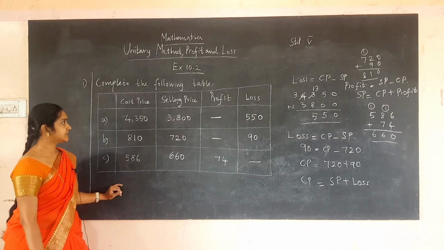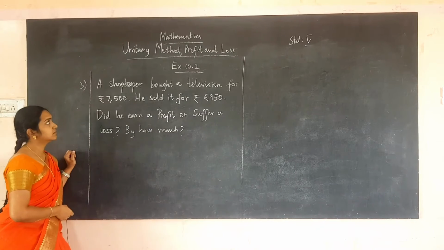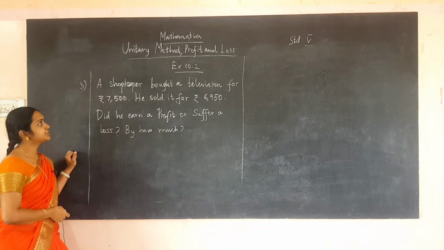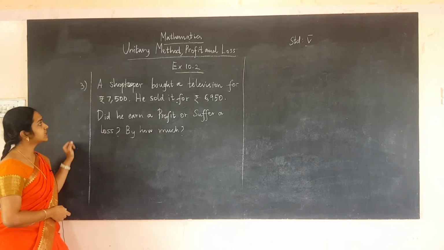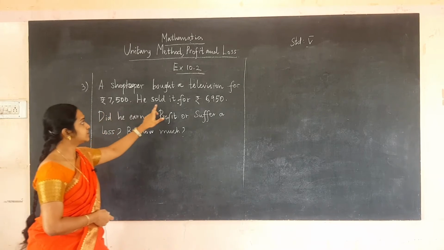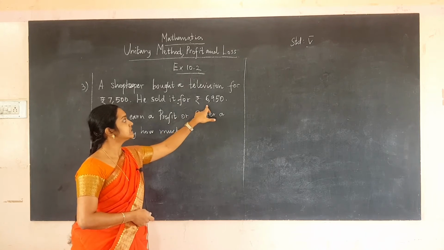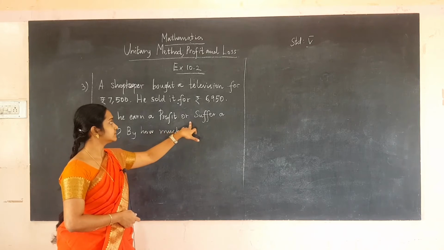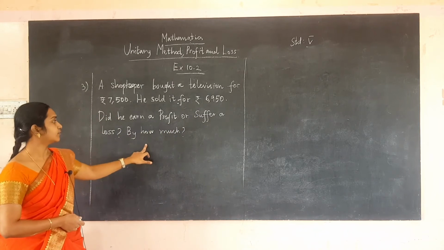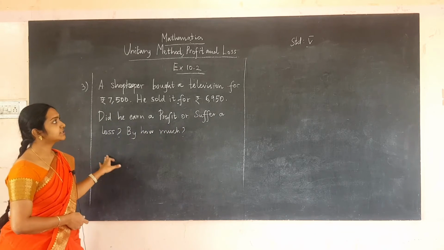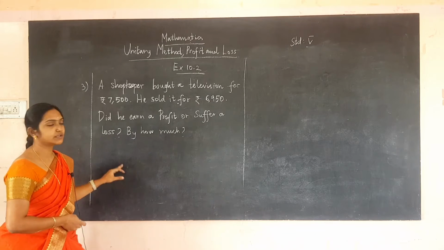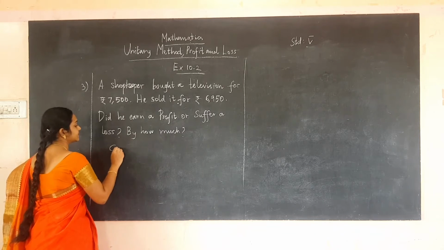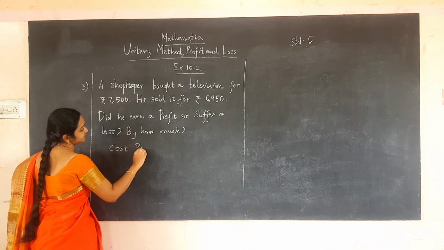So we have completed the table. The third question is, a shopkeeper bought a television for rupees 7,500. He sold it for rupees 6,950. Did he earn a profit or suffer a loss? By how much? Television is bought for rupees 7,500, so it is cost price.